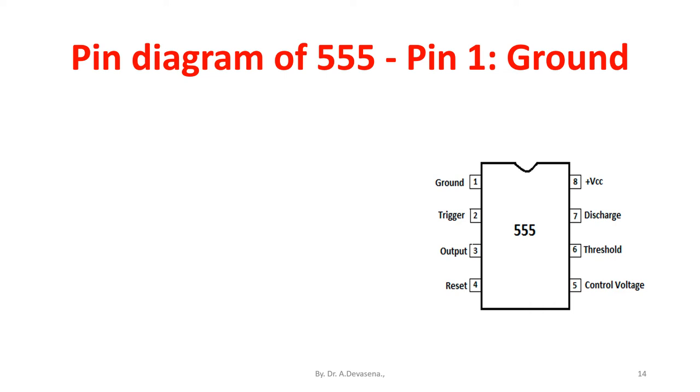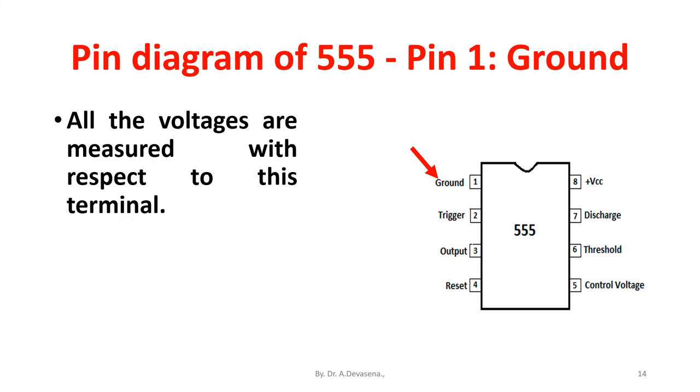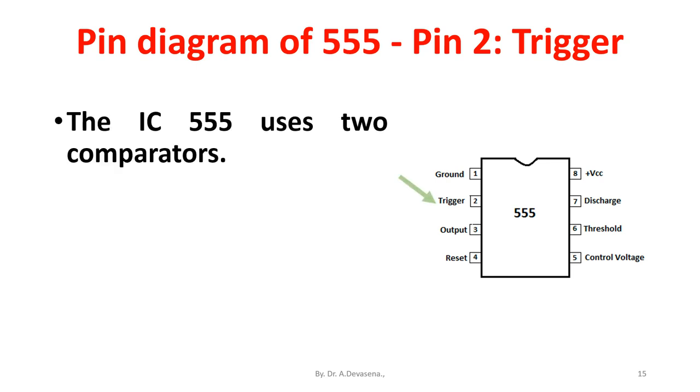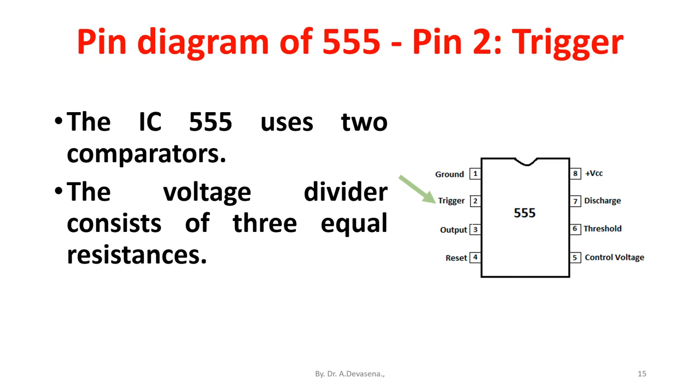Pin number 1, ground. All the voltages are measured with respect to this ground terminal. Pin number 2, trigger input. The IC 555 uses two comparators. The voltage divider consists of three equal resistances.